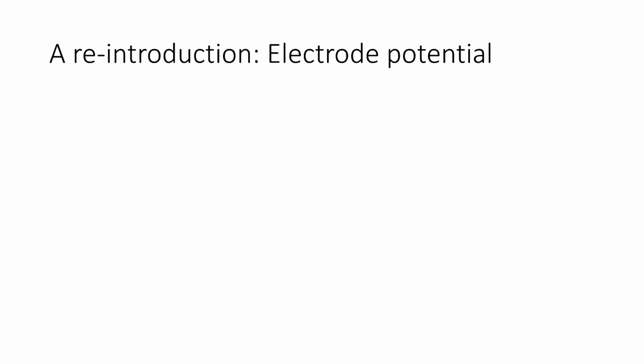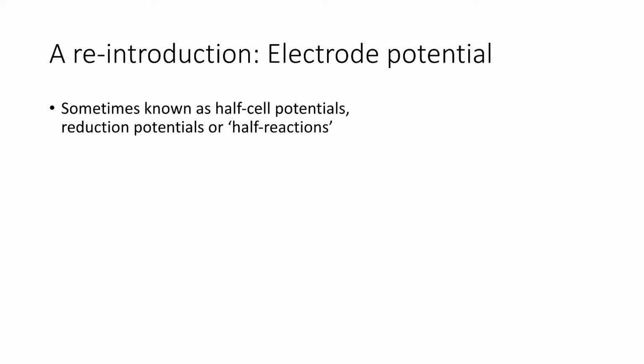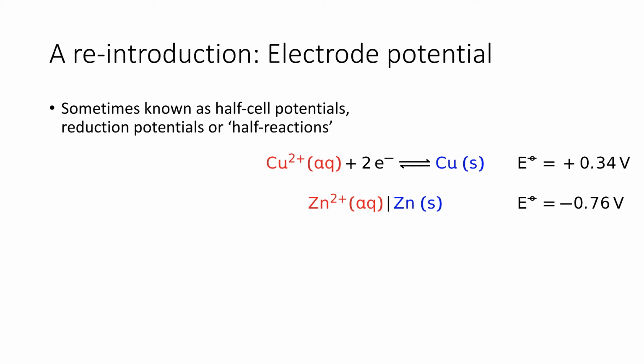Electrode potential is a first-year topic which you may well have come across as half-cell potentials, reduction potentials, or indeed half-reactions. These will be fairly familiar to you, so you'll have seen things that look a bit like this, where we have copper 2+ being reduced via the addition of electrons to copper metal with an associated cell potential. Another way of representing such an equilibrium is using this bar here. So here we have zinc 2+ being reduced to zinc metal. And here we have a different cell potential value.